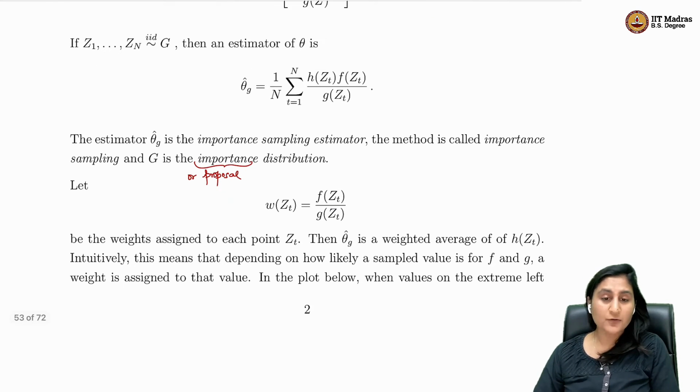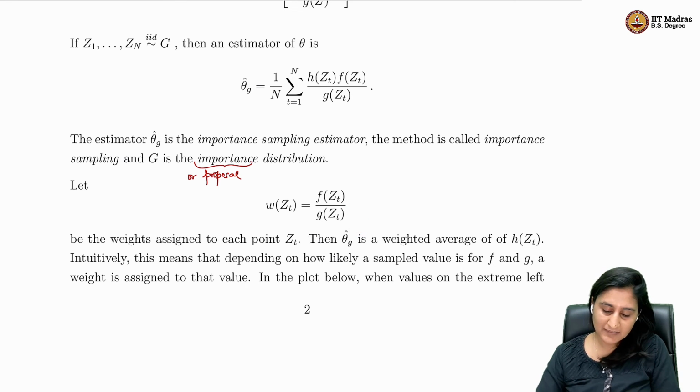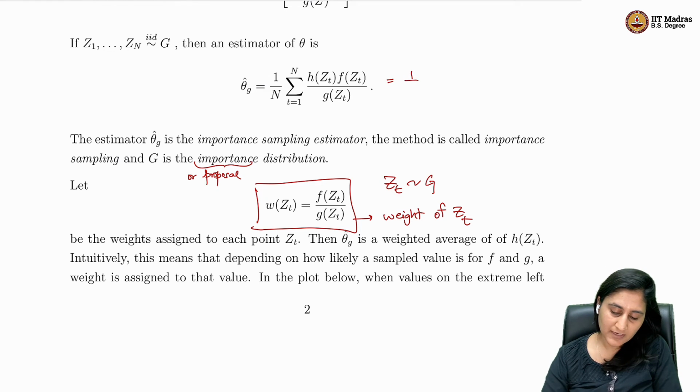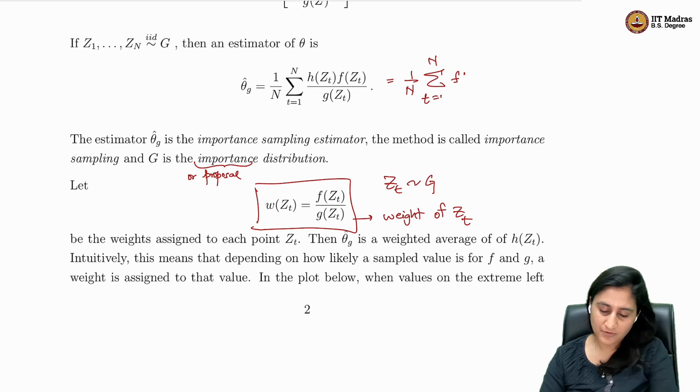So let me denote Wt as f of zt by g of zt. For any zt that's from g, I can calculate this quantity over here, which I will call the weight associated with z of t. Then using this, I can write the same importance sampling estimator as 1 over n, sum over t going from 1 to n, of H of zt, W of zt.